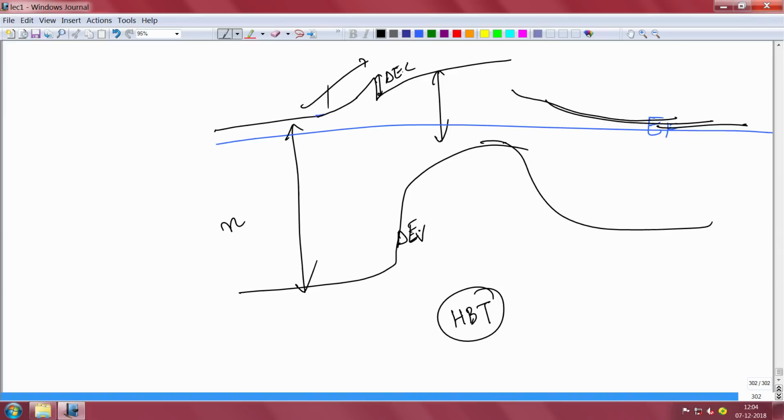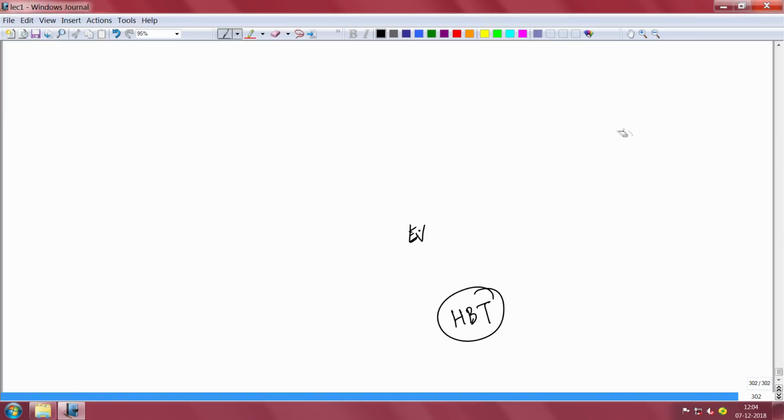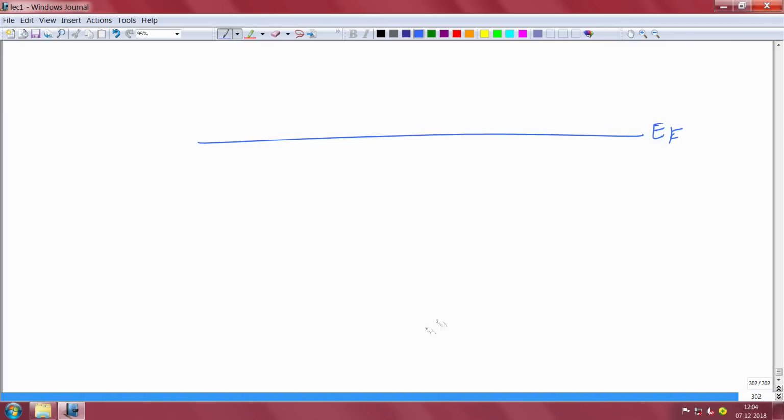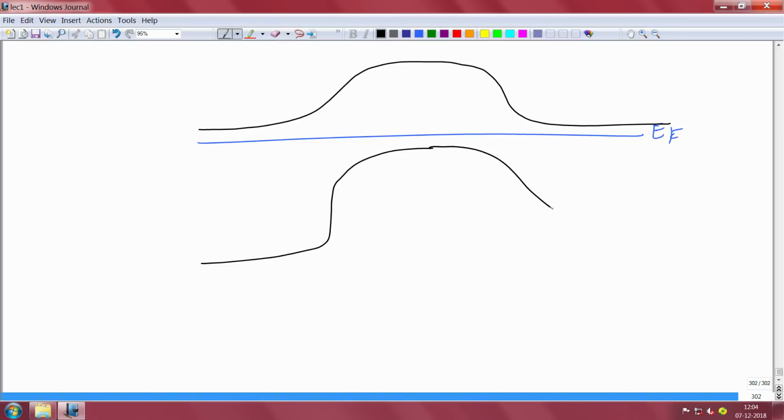So what you do is make this grading smooth, and you can decide the way you grade such that, suppose you have a Fermi level here, the conduction band has smoothness like this, but the valence band has the discontinuity, this discontinuity delta EV, and the conduction band is smooth. You can do these tricks actually, otherwise there will be a notch or discontinuity in the conduction band, which is not good.